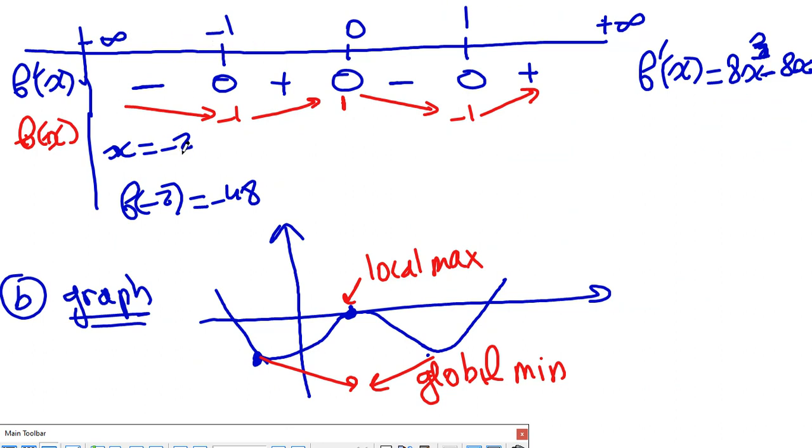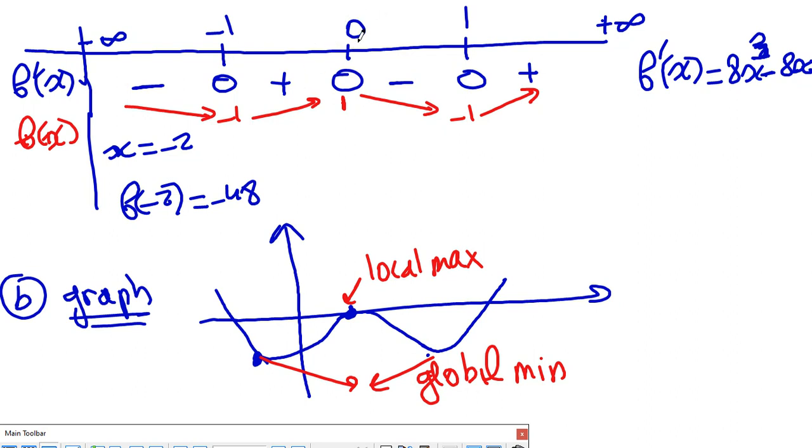I will take a point less than minus 1. Here I took minus 2, for example. I replace it in f prime of x, and I will see the sign. It gives me here minus 48. It means here it's negative. Then you take any point between minus 1 and 0. For example, you can take minus 0.5. It will give me a positive answer.